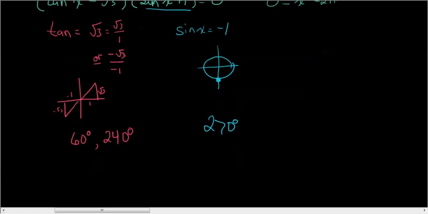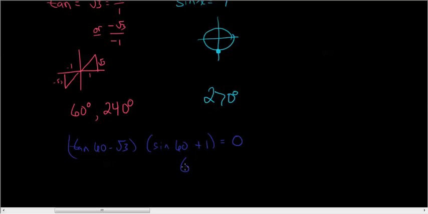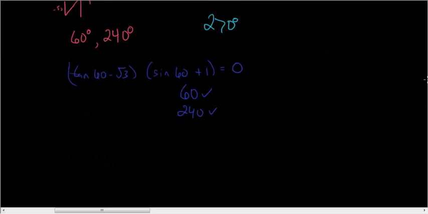All right, but when I put it in my calculator, it works out great. The tangent of 60 minus the square root of 3 times the sine of 60 plus 1. My calculator says 0. I'm like, yay! And when I take the same thing with 240, so 60 works, 240 works, but when I put in 270, my calculator says error or domain error or something like that. It's like, wait, what? I didn't square anything. Where did I get extra roots?